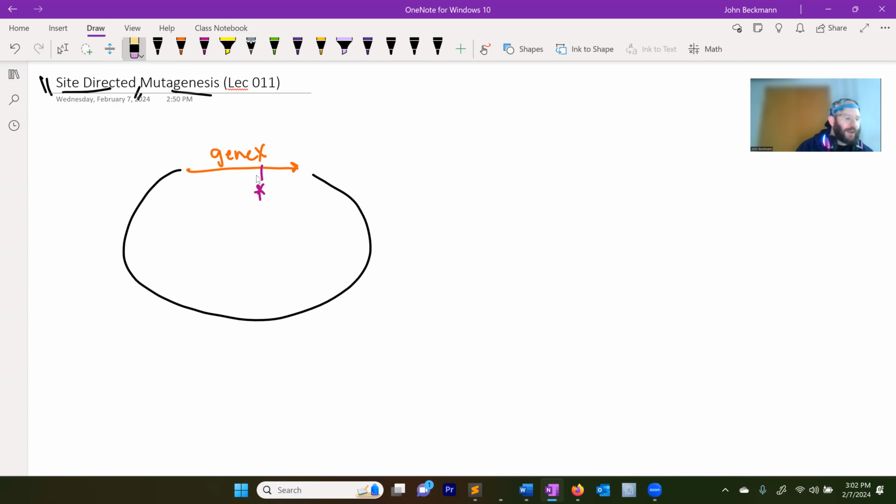Why would you want to do site-directed mutagenesis? Why would this be useful at all? Any ideas? Let me think about this. It's not going to be the best type of knockout. Remember, we talked about knockouts before, and the best type of knockout of a gene X would be completely removing the gene. But you could get what's called a functional knockout.